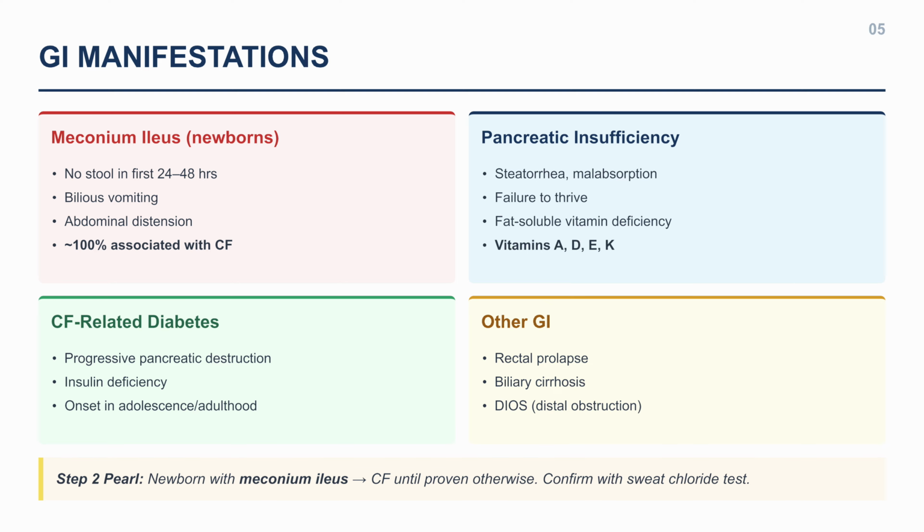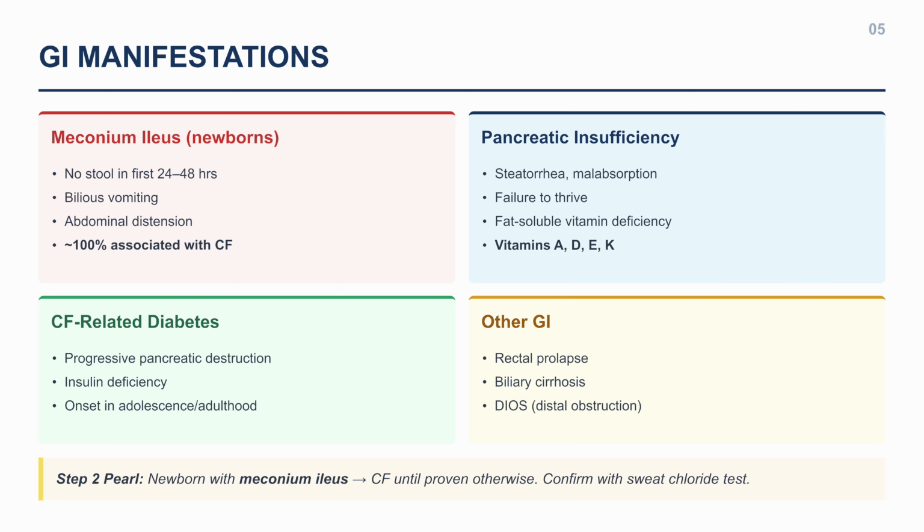Pancreatic insufficiency causes steatorrhea, malabsorption, failure to thrive, and deficiency of fat-soluble vitamins A, D, E, and K. CF-related diabetes develops as pancreatic destruction progresses, typically in adolescence or adulthood. Other complications include rectal prolapse, biliary cirrhosis, and distal intestinal obstruction syndrome.